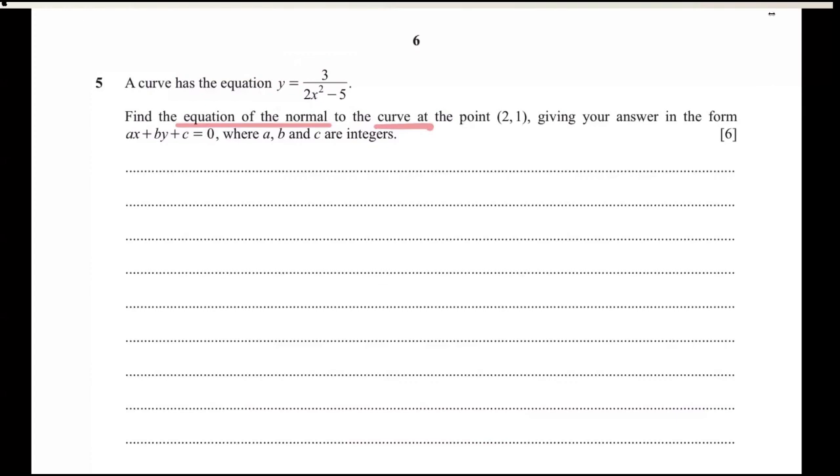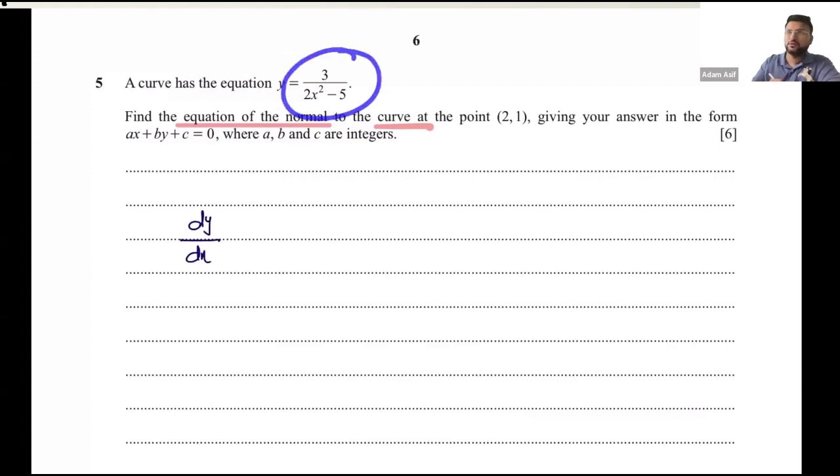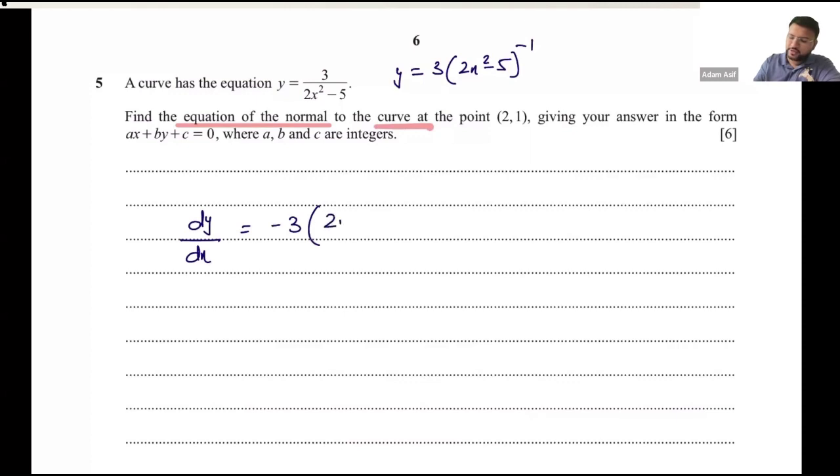Differentiation. You are going to use differentiation. So you need to find dy by dx. So how do I differentiate this? Y is equal to 3 times 2x square minus 5 to the power of minus 1. Dy by dx would be minus 3 times 2x square minus 5 to the power of minus 2 times the differentiation of the inside bracket, that is 4x.